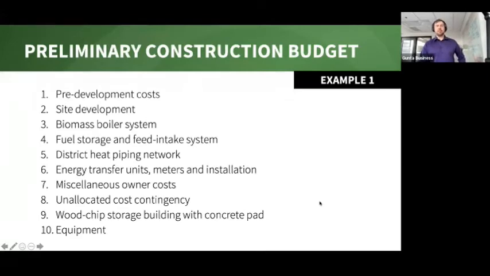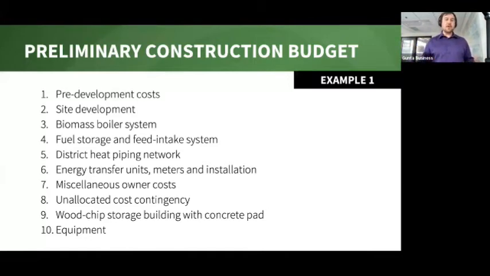So, preliminary construction budget. Here's what we use when we're assessing a potential biomass project. As I mentioned, the pre-development costs, and we'll jump into an example in a second, but I just want to run over the main components. We've got the pre-development costs, site development costs, the biomass boiler system, and the fuel storage and intake system, which is kind of a separate building for intake and storage. District heat piping network, I mentioned that's the buried network connecting your buildings. Then the actual energy transfer units, meters, installation. Think about all the infrastructure in each building and home that is now able to take that heat and disperse it throughout its unit.